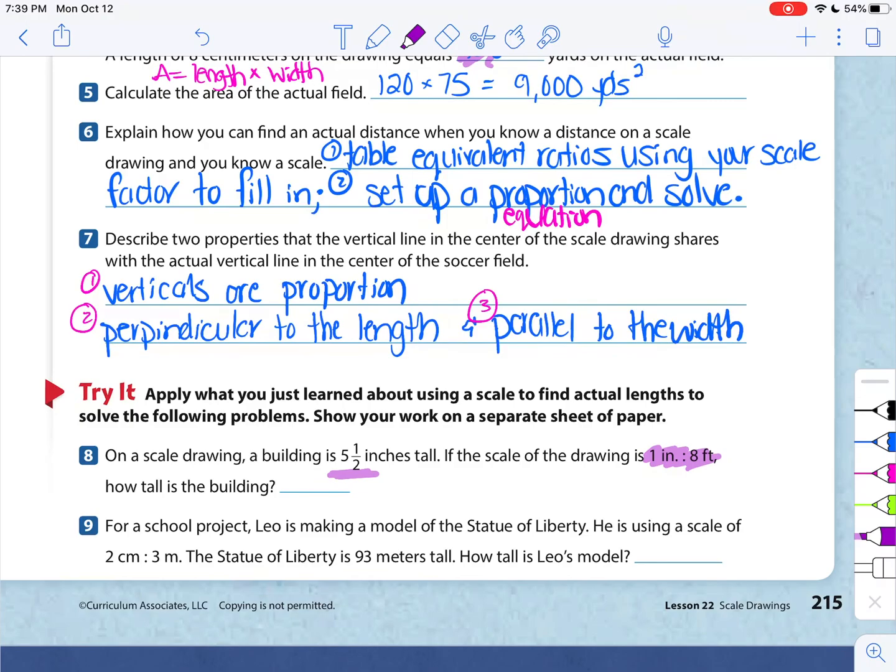Number 9 says, for a school project, Leo is making a model of the Statue of Liberty. He is using a scale of 2 centimeters to 3 meters, and the Statue of Liberty is 93 meters tall. How tall is Leo's model? So this is one where you can set up a proportion, or you can do a table of values. Go ahead and pause the video and calculate the answers to these two problems.